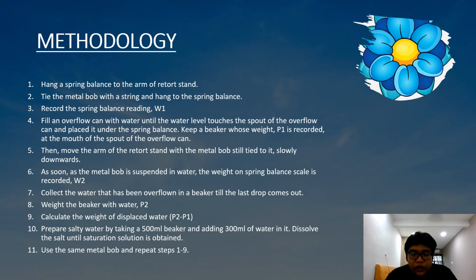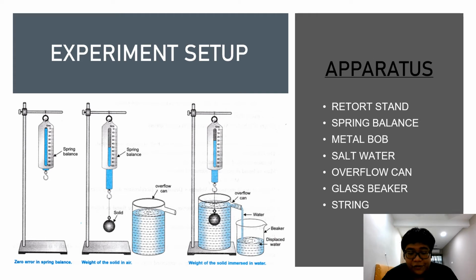And then we calculate the weight of displaced water, P2 minus P1, and then prepare salty water by taking a 500 ml beaker, adding 300 ml water in it and dissolving the salt until saturation. And then we're going to repeat the same steps from step 1 to step 9 with the same metal bolt with salty water. Okay, so this is the visual of the experiment that I said before.